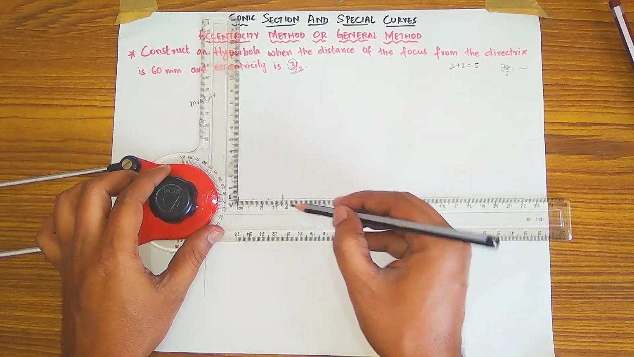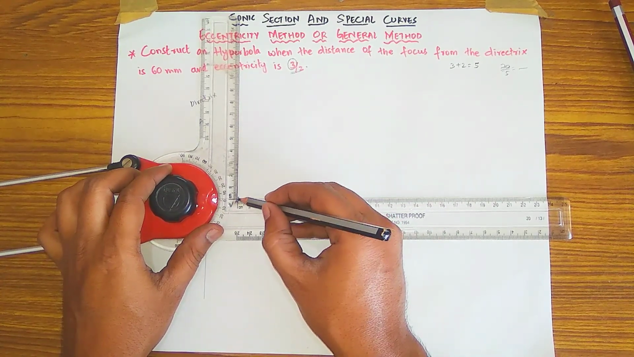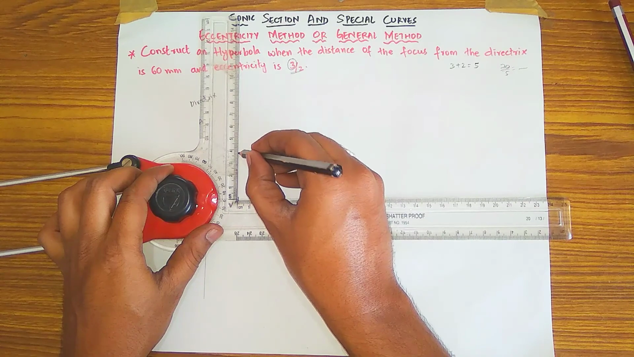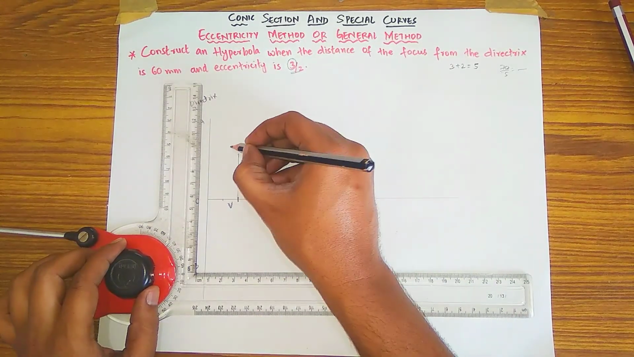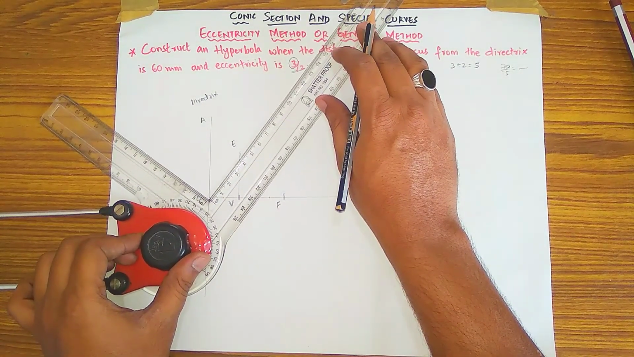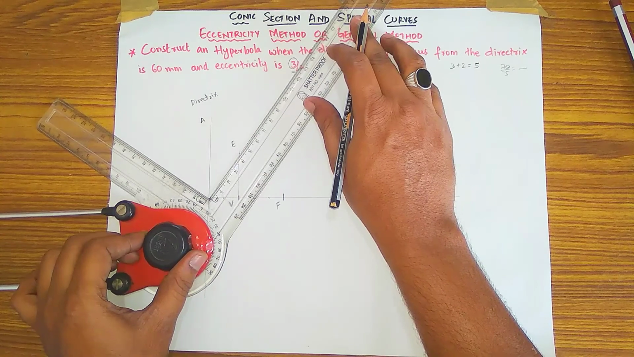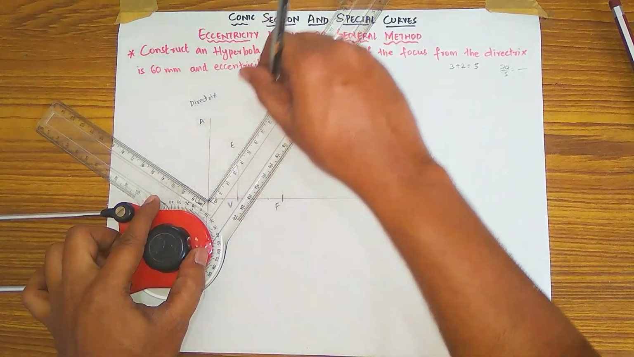Then you measure the vertex to focus distance, which is 36. By measuring this 36, you take a perpendicular line from the normal line upward like this, of length 36. This point will be E. Then you have to join C and E and extend the line.